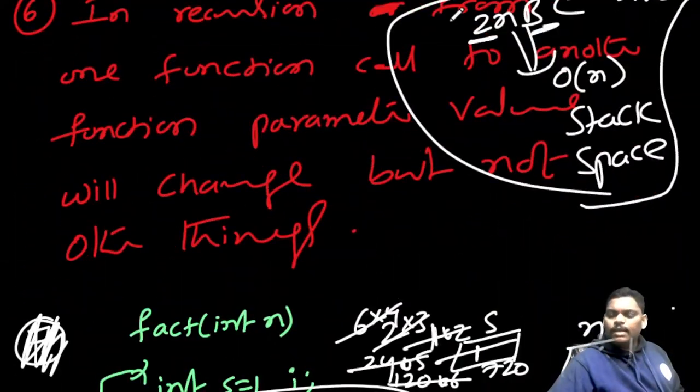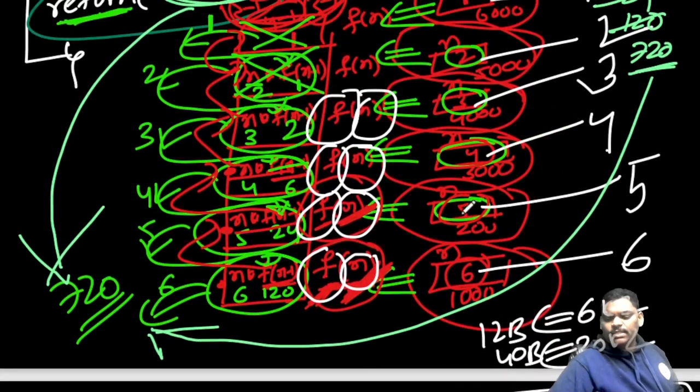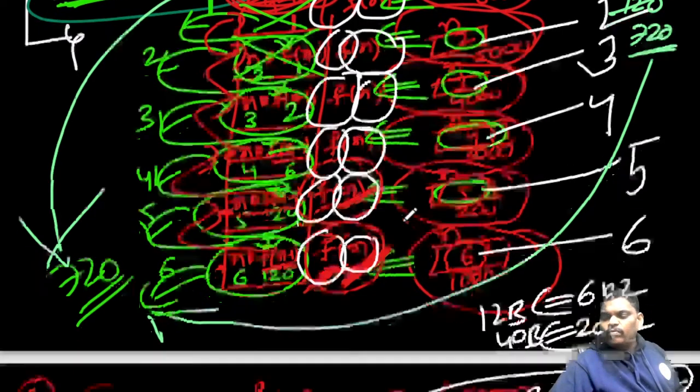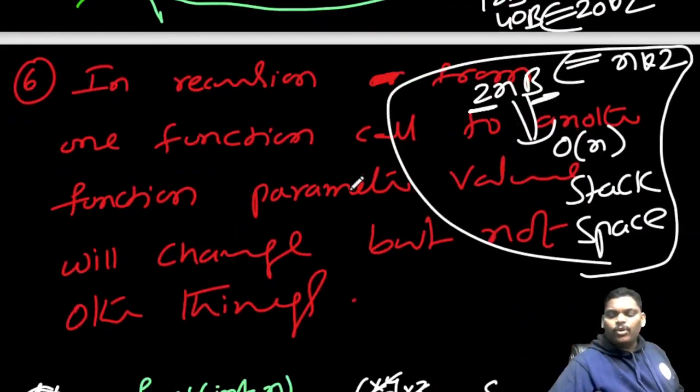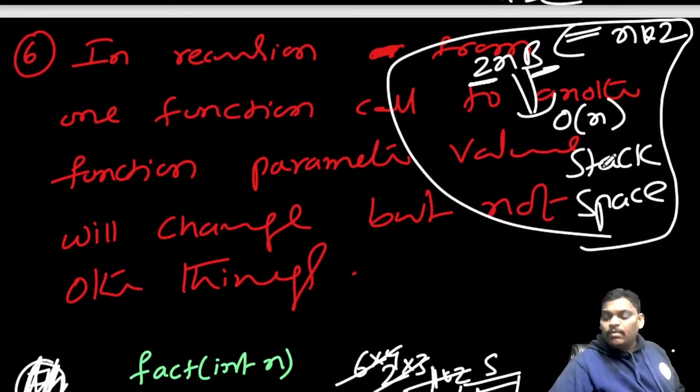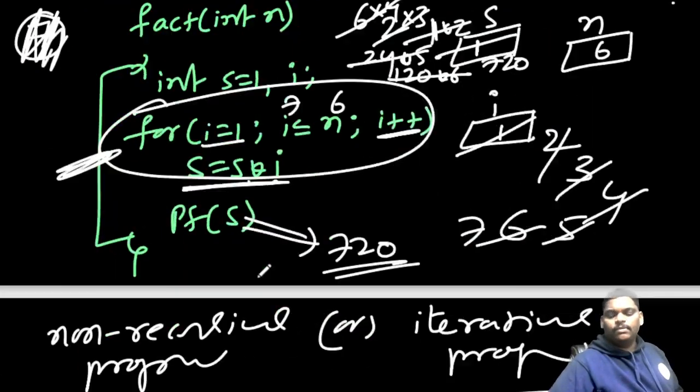In recursion, from one function call to another function call, parameter value will change, but not other things. I explained clearly. See this one. Function name is also the same for all calls. Parameter name is also the same. Number of parameters is also the same, but the only thing that changes is the value. Next one.